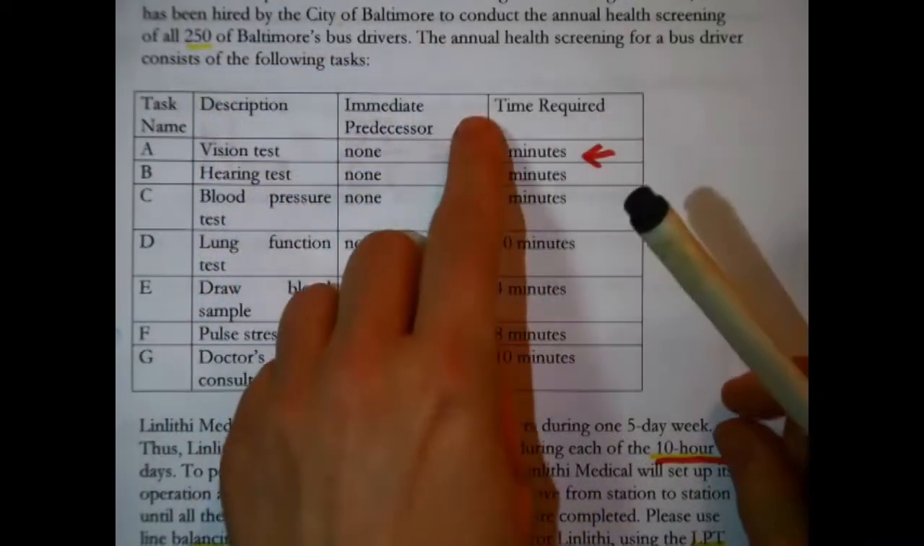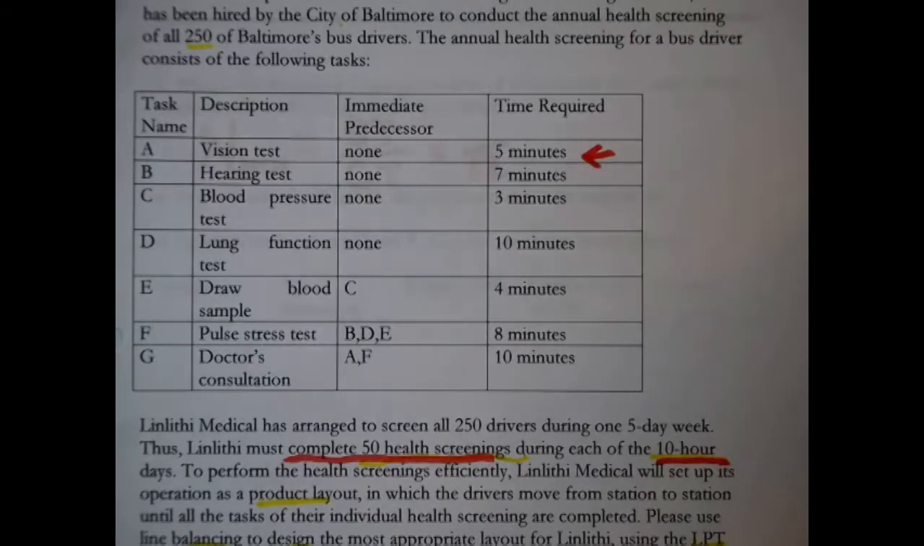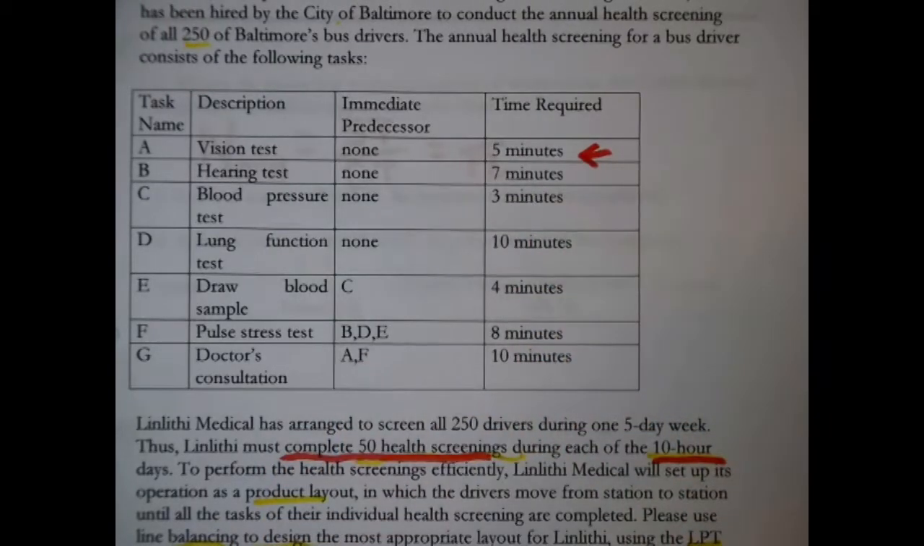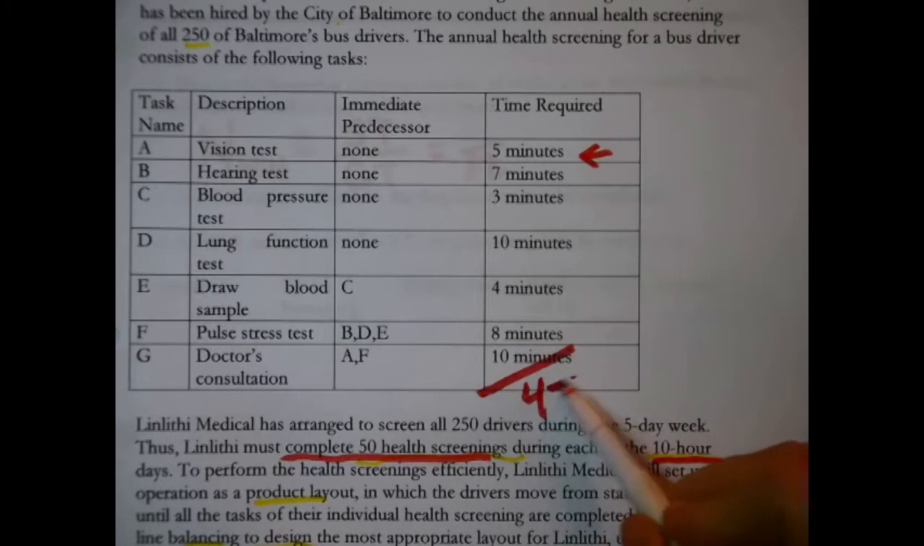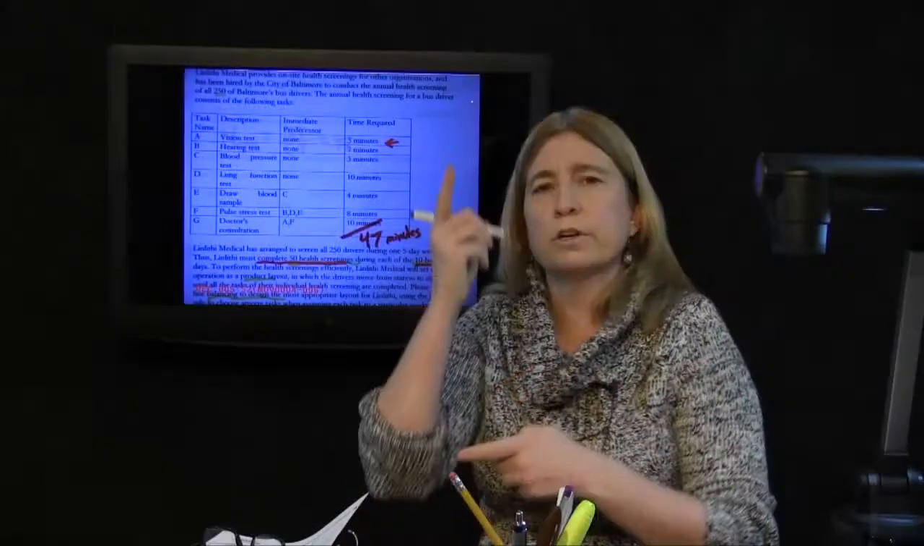Because I need to add up all of these numbers right here. I add 5, 7, 3, 10, 4, 8, and 10. And what I got was 47, which is an interesting reading all by itself. 47. That's the sum of the task times.